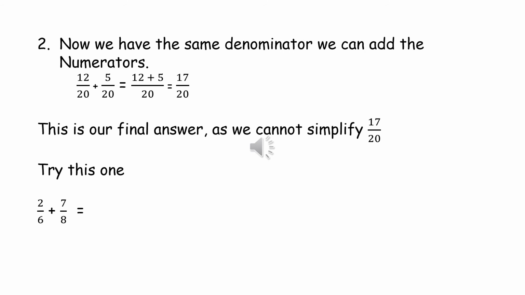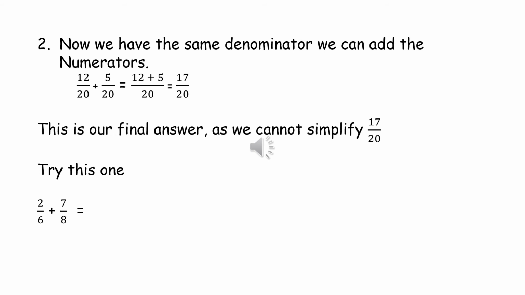So let's have a look now at rule number 2. Now we have the same denominator, we can add numerators. Now the numerators are the numbers at the top. So downstairs are the denominators and the numbers at the top are the numerators. So let's look at this question.